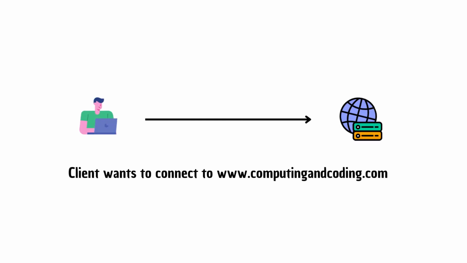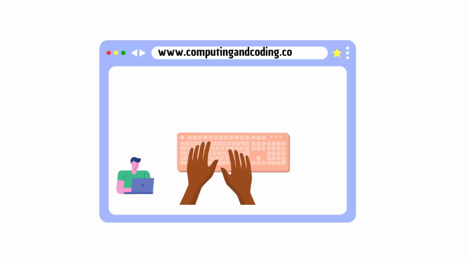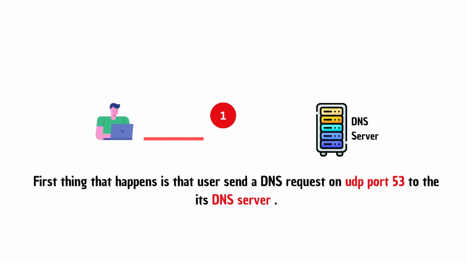Now let's review how DNS actually works. The client wants to connect to www.computingandcoding.com and enters the URL address into the browser. The first thing that happens is that the user sends a DNS request on UDP port 53 to its DNS server.